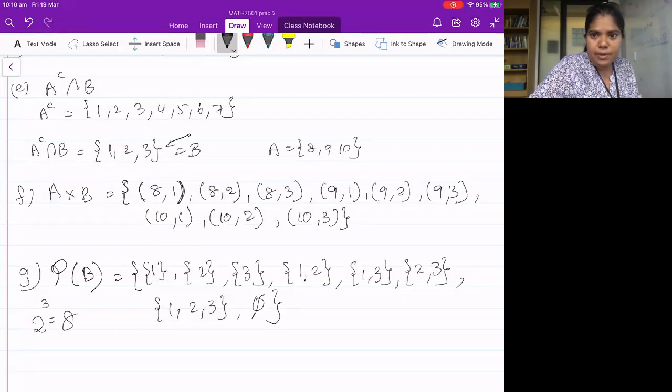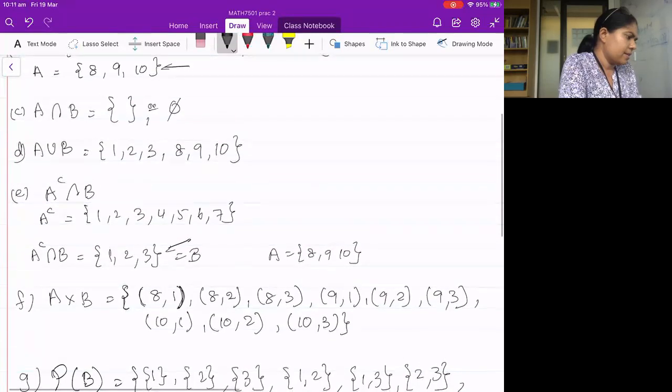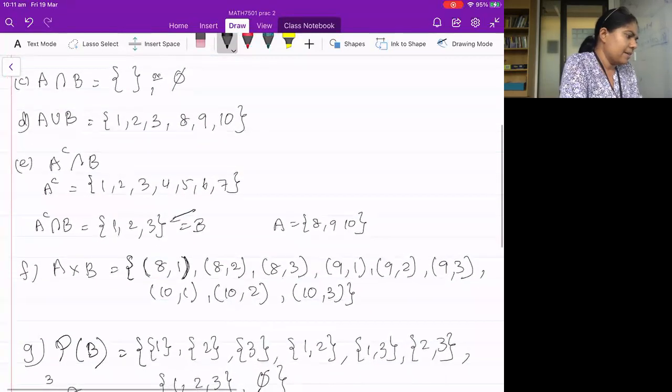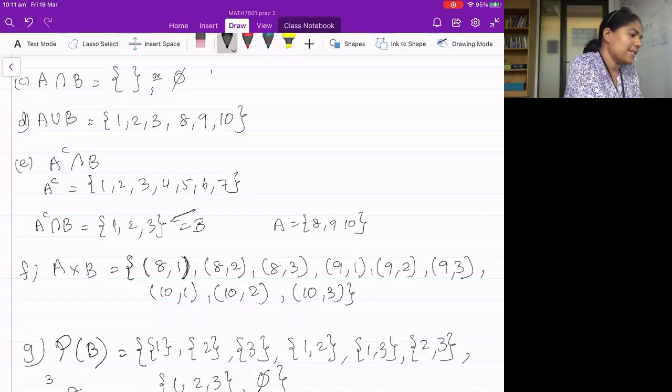There is a question. About question C, could we just write only the empty set? I think the meaning would be the same, but if you want to use the set symbol, it's better to use the set symbol. My guess is it would still be acceptable. Okay, for question 3.